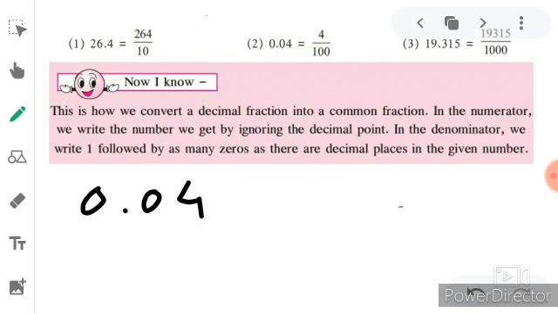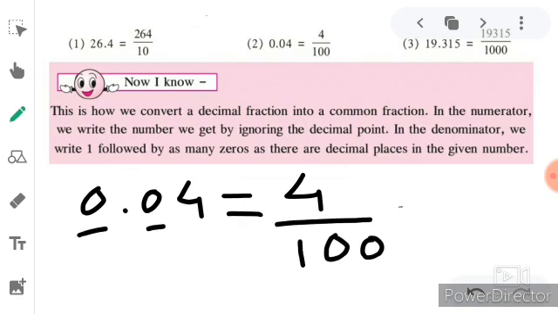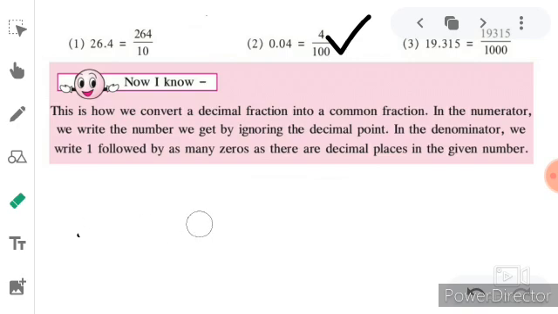0.04. So how many digits? Only one, that is 4. 4 is present. Then how many zeros? 2 zeros. So you will have to write down 100 as a denominator. Okay. So 4 upon 100 is our answer. Now the next one. The next one is 19.315.